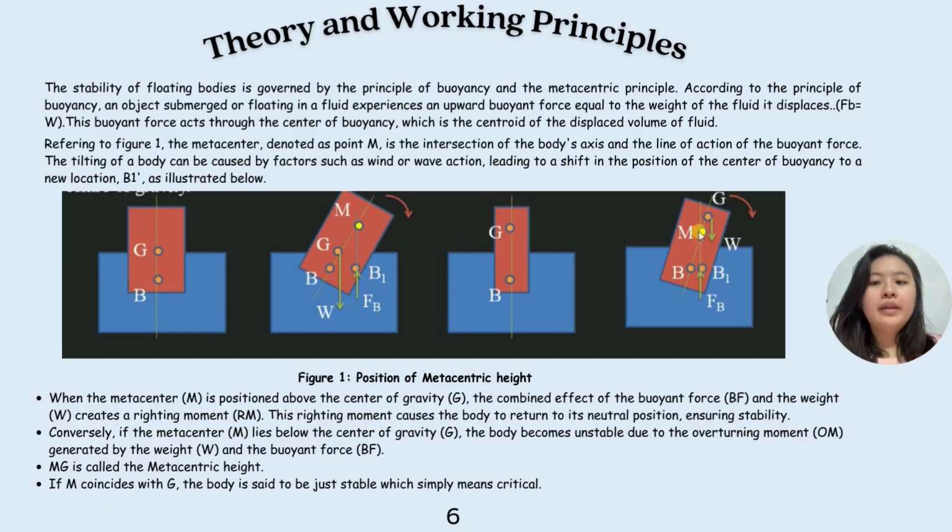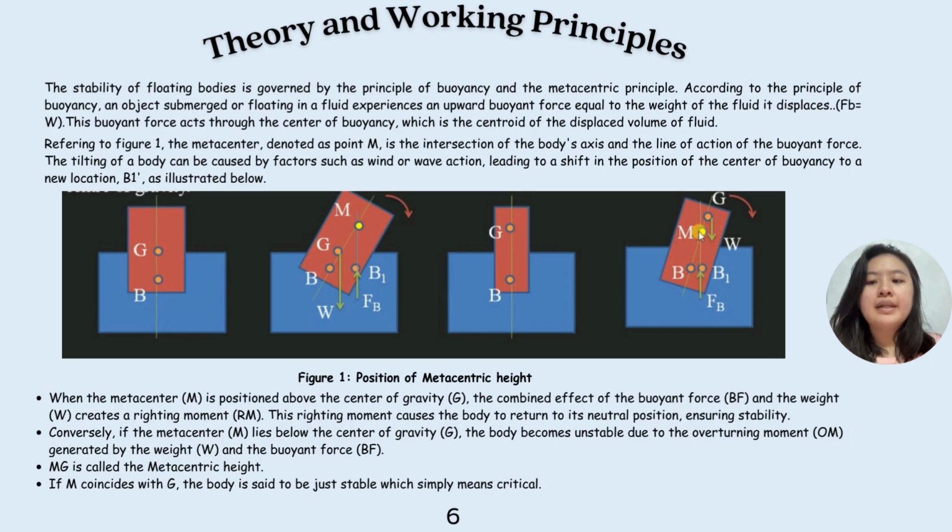For the theory part, the stability of a floating body is covered by the principle of buoyancy and the metacentric height principle. For the principle of buoyancy, an object which is submerged or floating will experience an upward buoyant force equal to the weight of the fluid it displaces, Fb equals W. The buoyant force acts through the center of buoyancy, which is the centroid of the displaced volume of fluid.